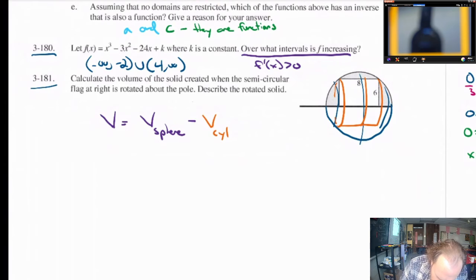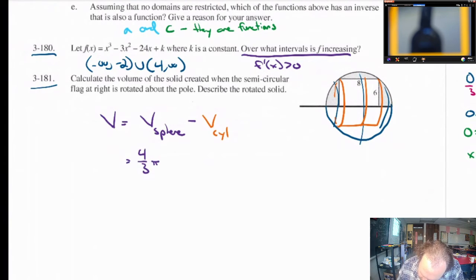The volume of the sphere, I'm going to have to Google it myself. I hope I'm not wrong, but I'm pretty sure it's 4/3 pi r cubed. Hang on just a moment. Let me just do a quick Google search here. Volume of a sphere. 4/3 pi r cubed. I was pretty sure I was right about that one.